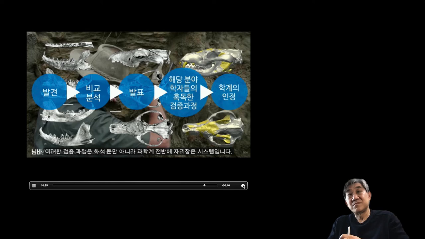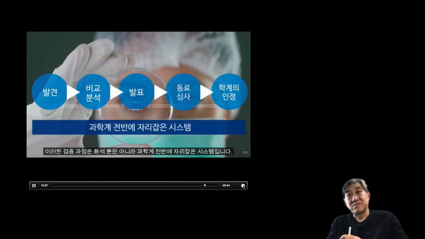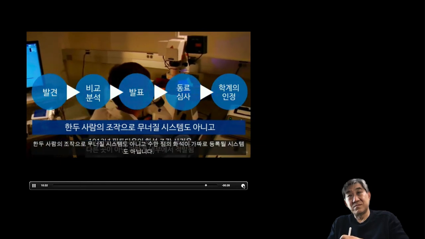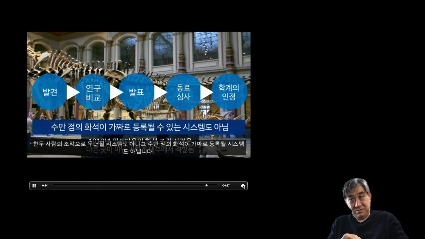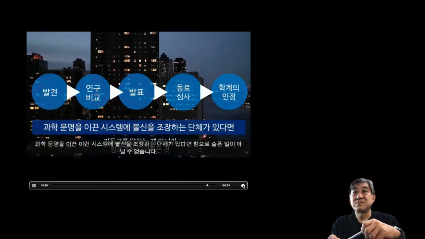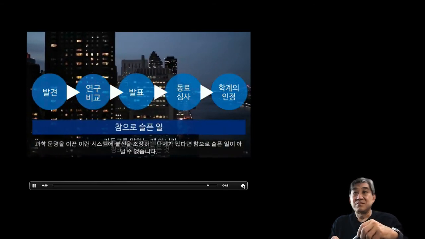이러한 검증 과정은 화석뿐만 아니라 과학계 전반에 자리 잡은 시스템입니다. 한두 사람의 조작으로 무너질 시스템도 아니고 수만 점의 화석이 가짜로 등록될 수 있는 시스템도 아닙니다. 과학 문명을 이끈 이런 시스템에 불신을 조장하는 단체가 있다면 참으로 슬픈 일이 아닐 수 없습니다.